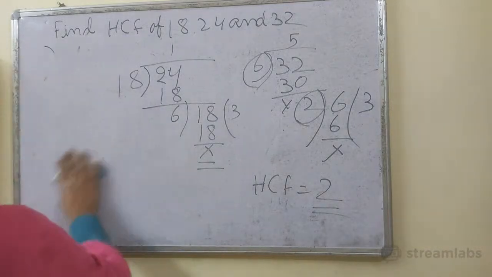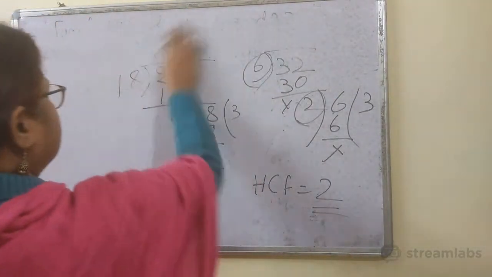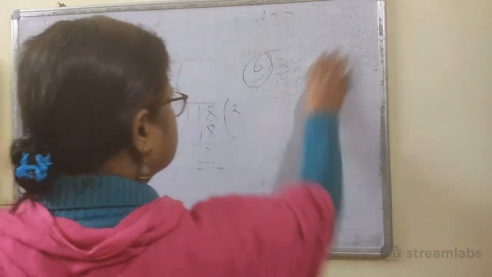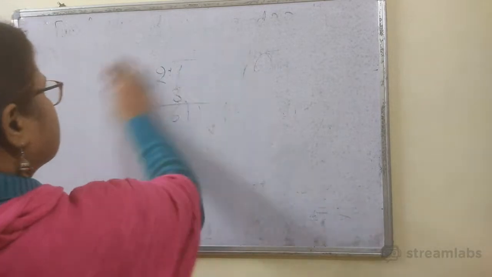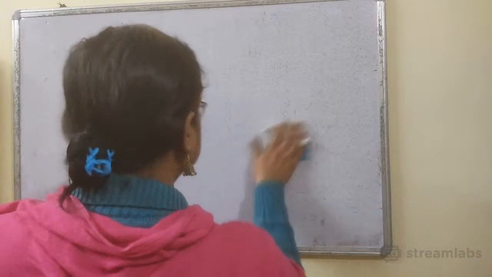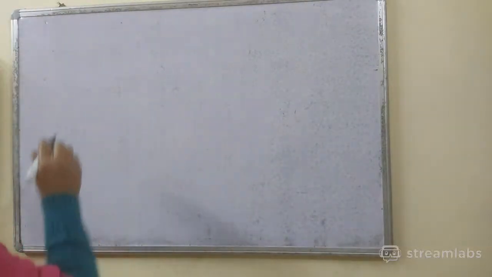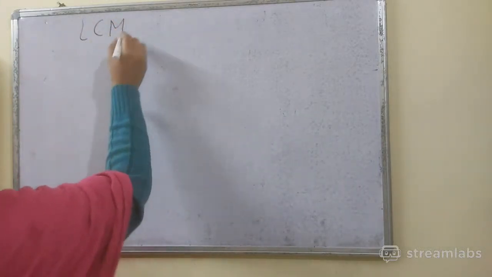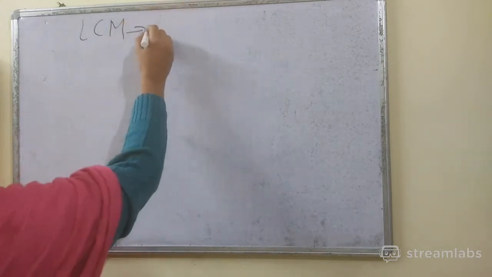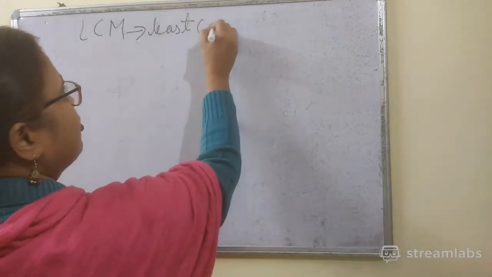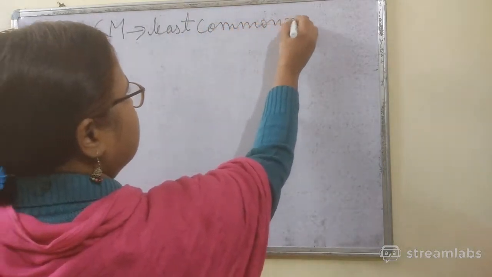Now next is find LCM. So LCM means what? LCM means least common multiple. Clear? What is this LCM? Least, or we can say lowest common multiple.